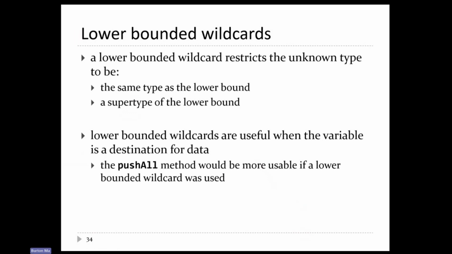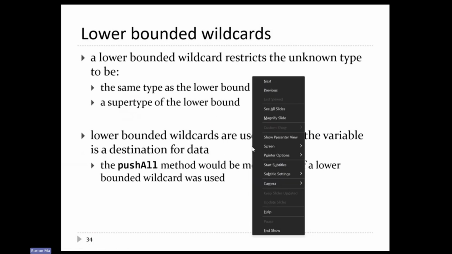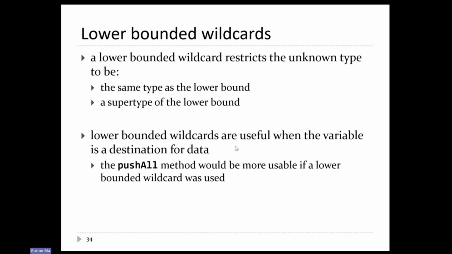And so if you have a lower bounded wildcard, what that lets you do is it lets you restrict your type to be a supertype of the lower bound. And so lower bounded wildcards are useful when a variable in one of your methods is a destination for data.